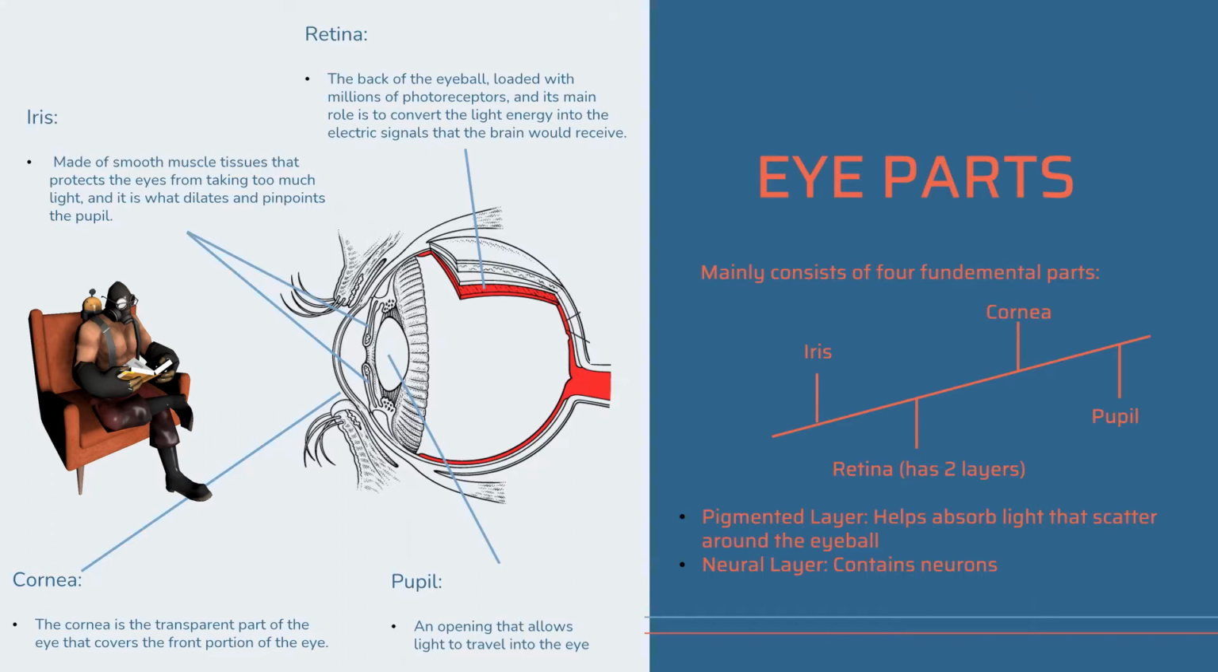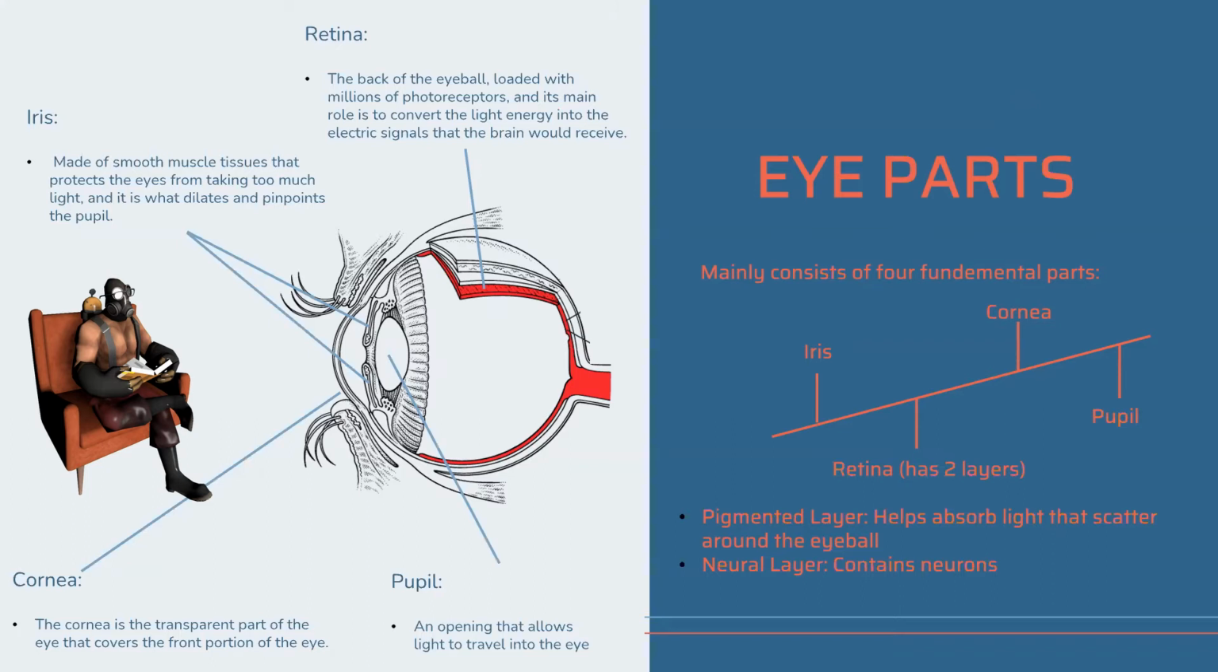We start off with the outermost part, which is the cornea. It acts like a shield for the eye, and it is the transparent part of the eye that covers the front portion of the eye. Then move on to the iris. It's made of smooth muscle tissues that protects the eyes from taking too much light, and it is what dilates and pinpoints the pupil. So the iris here basically protects the pupil.